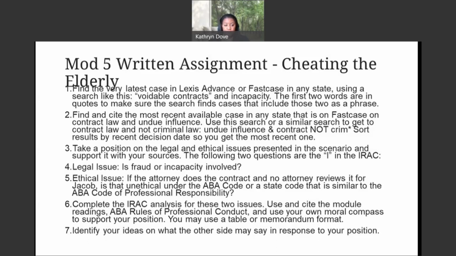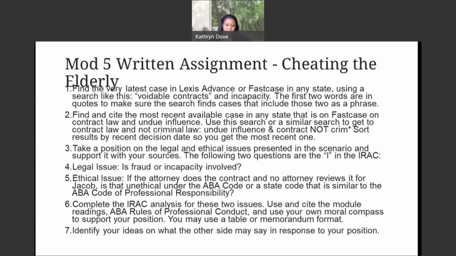So you'll need to look up the issue. An attorney agreeing to create a contract for someone who lacks the mental capacity and lacks their own attorney. Cite to the relevant rule, and then analyze the scenario and reach a conclusion as to whether or not it is ethical for the attorney to write this contract without having anybody review it for Jacob.